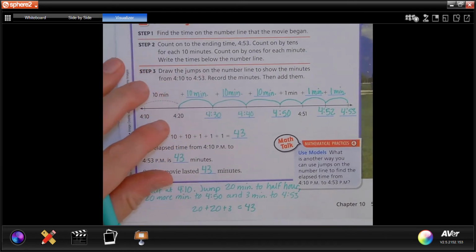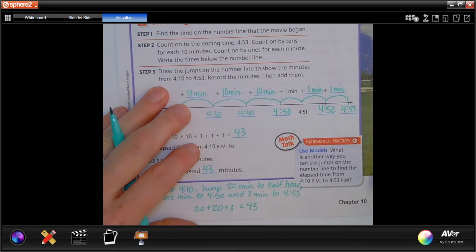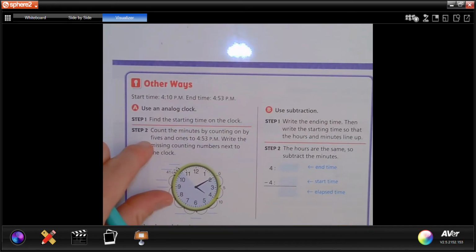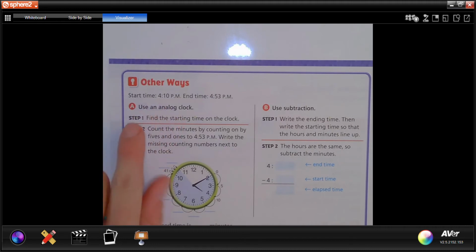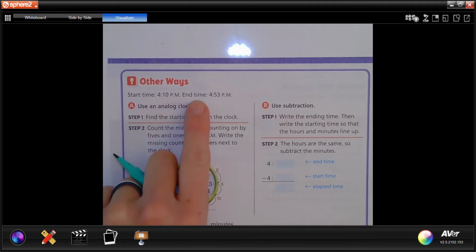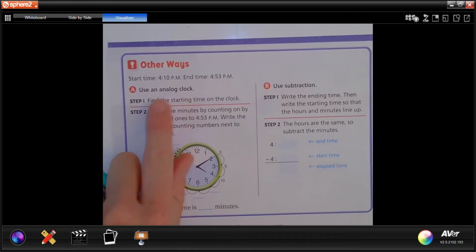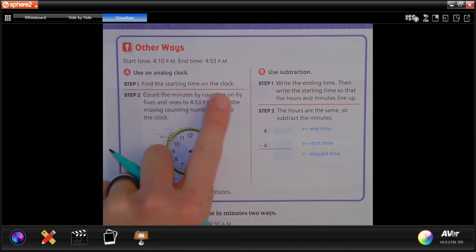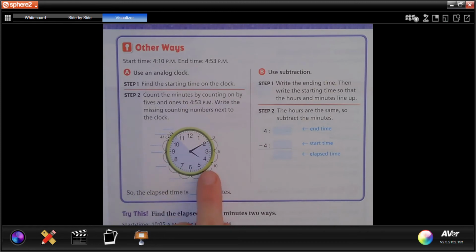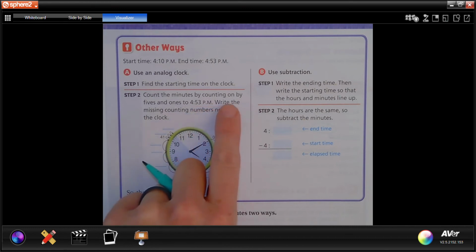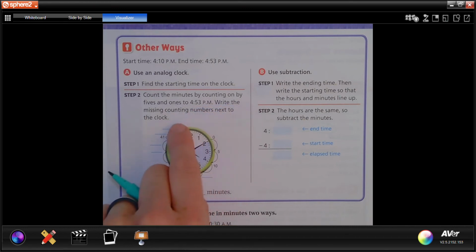All right, if you need to pause to copy, you can. We're going to flip over to page 574. All right, page 574. Other ways. Start time, 4:10 p.m. End time, 4:53 p.m. A. Use an analog clock. Step 1. Find the starting time on the clock. 4:10 is our starting time. Count the minutes by counting on by 5s and 1s to 4:53 p.m. Write the missing counting numbers next to the clock.